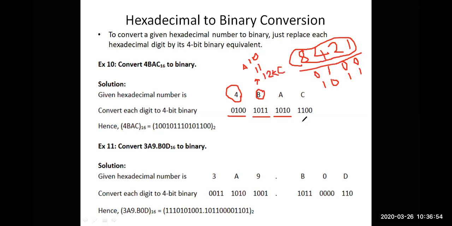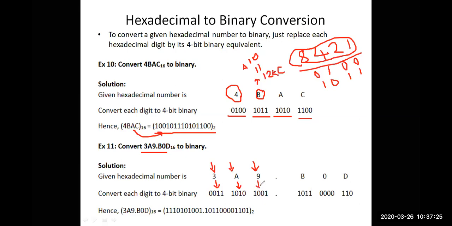So 8 plus 4 is 1100. Okay, so this is the conversion of a hex number into binary. The same thing can be done for numbers like this. It has both an integer part and a fractional part. So we just have to separate out the digits. Now the first digit is 3, then A, and just replace all these digits by their equivalent binary number. Okay, and it is very easy.